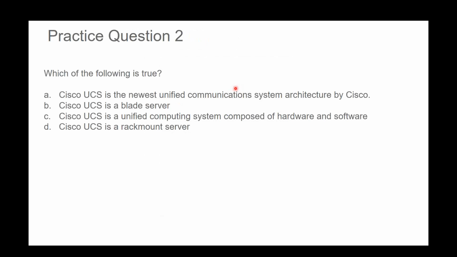Okay, so we are doing a question about UCS here. It looks like we are going to get through this presentation pretty quick here today, unless we still have the live demo. Which of the following is true? Cisco UCS is the newest unified communication system architecture by Cisco. Cisco UCS is a blade server. Cisco UCS is a unified computing system composed of hardware and software. Or Cisco UCS is a rack mount server. This one, hopefully you caught during the little lectures here, but it is, of course, B, C, and D.